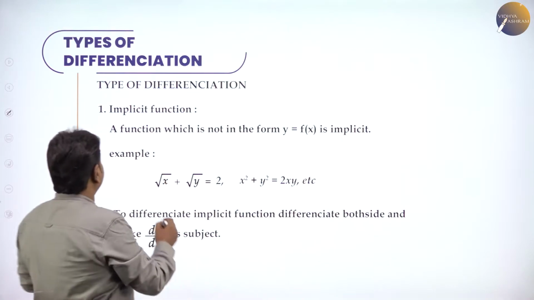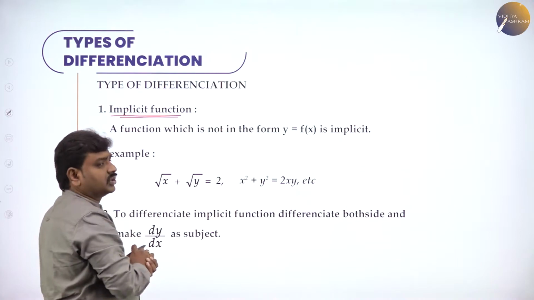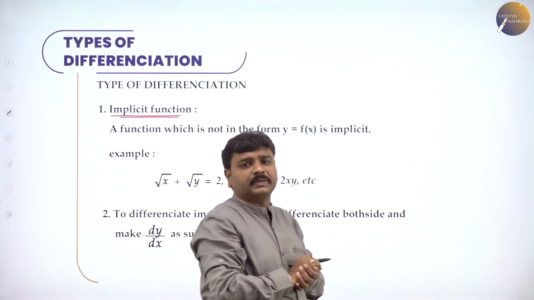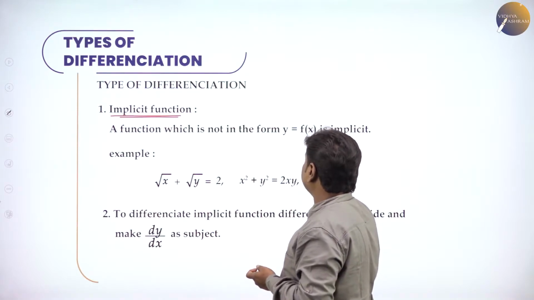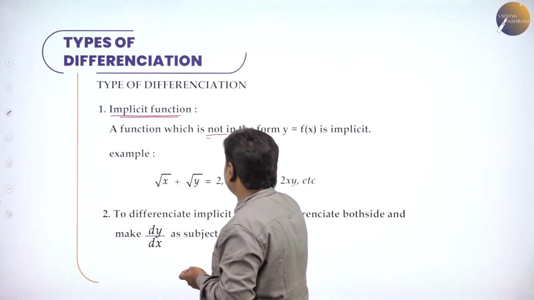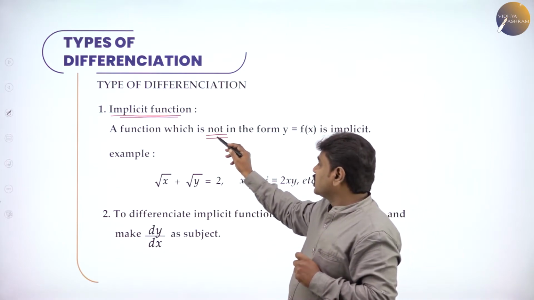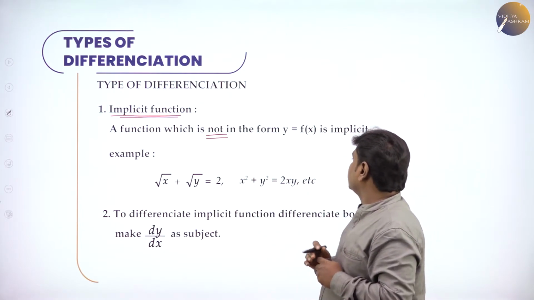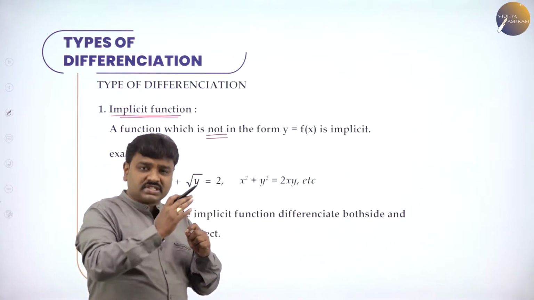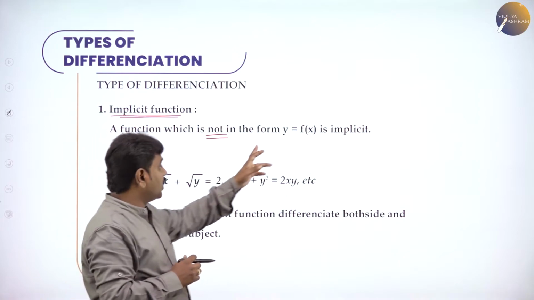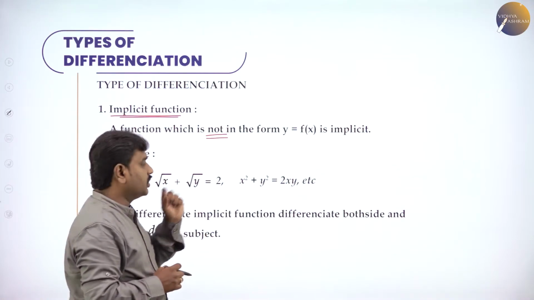The very first thing is implicit function. Now we are taking implicit function. What is meant by implicit function? A function which is not in the form y is equal to f of x, means y is not separated, is called an implicit function. What is implicit function? When y is not separated, when the function is not in this form, when it is not in the form y is equal to f of x, we call it implicit.